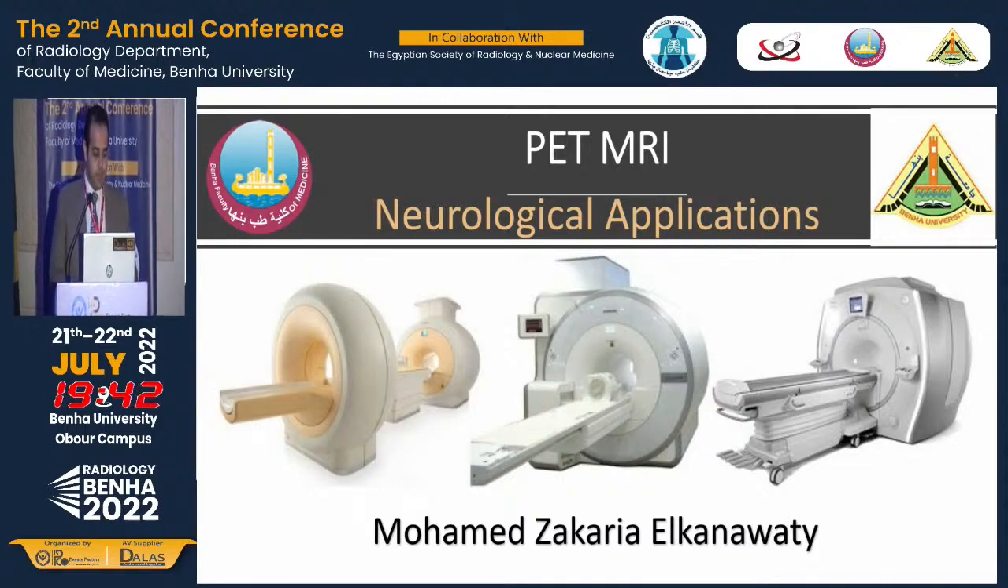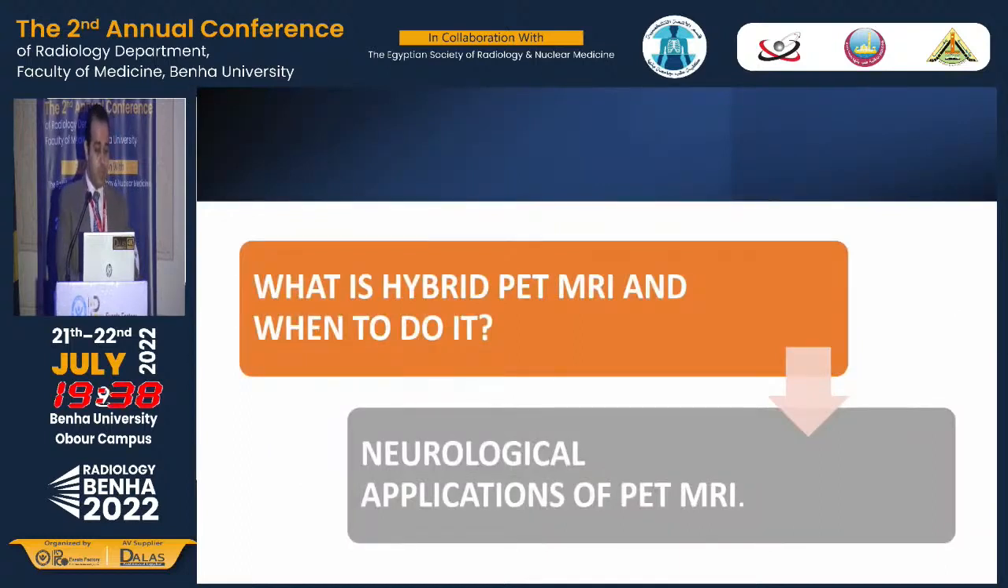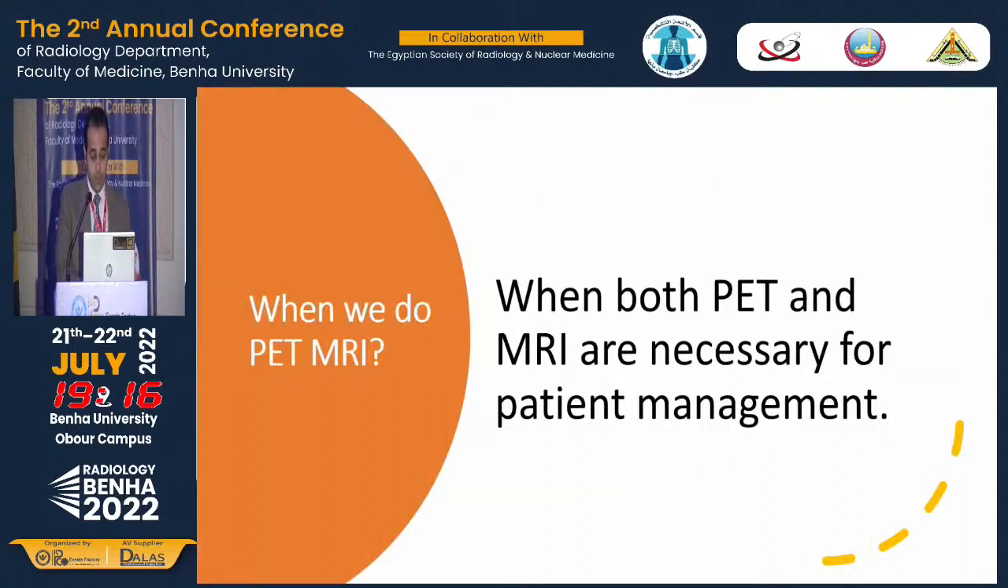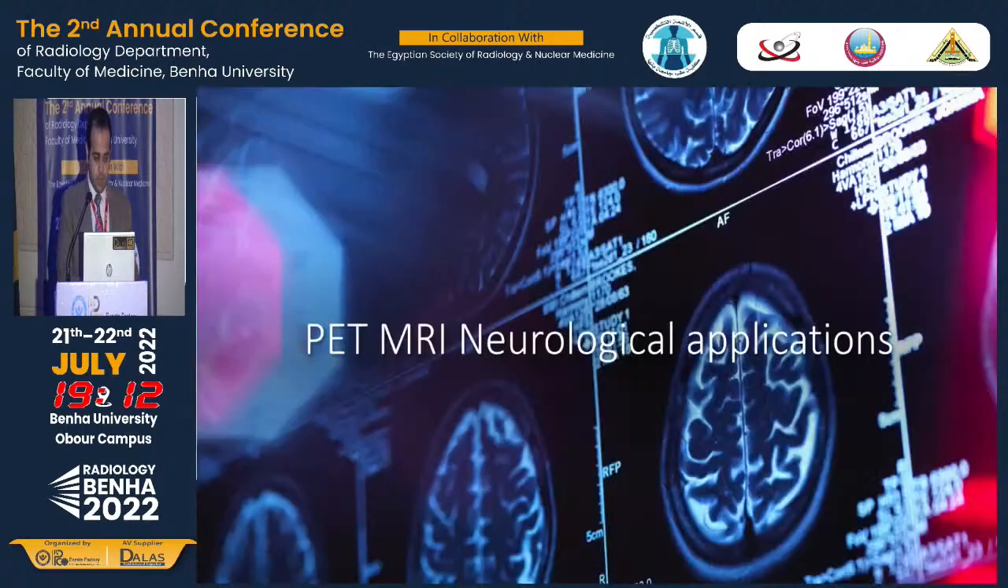I'm going to talk briefly about PET-MRI neurological applications: what is hybrid PET-MRI, when to do it, and what are its neurological applications? Hybrid PET-MRI combines anatomic and quantitative data obtained from MRI with the biochemical and molecular data of PET simultaneously. Also, multiple MRI sequences are added depending on the clinical question that is to be answered. When to do PET-MRI? When both PET and MRI are necessary for patient management.